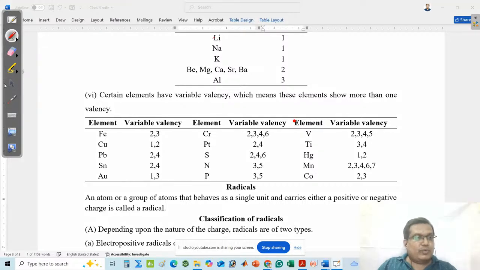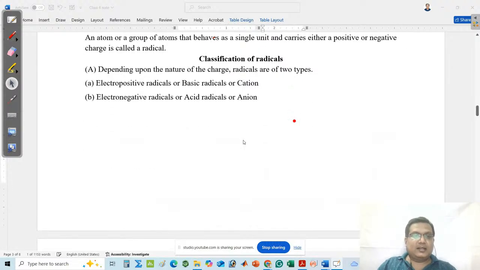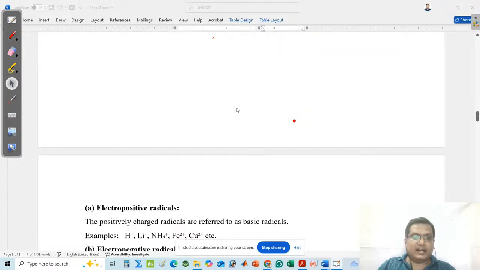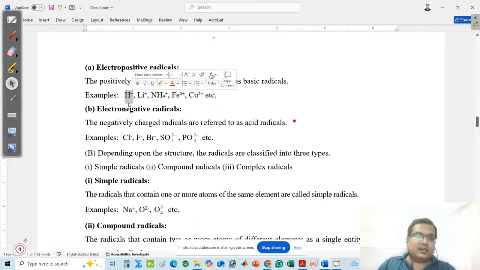Next, I will move to the radical. What is a radical? Generally, two types of radicals are present: electropositive radical and electronegative radical. At first, I want to say what a radical is. Suppose, look at that, here H plus is written.